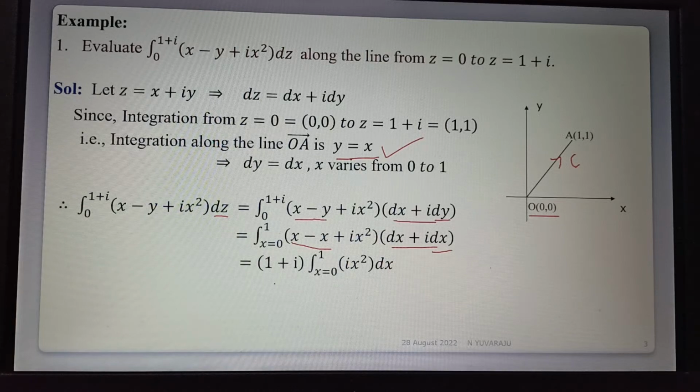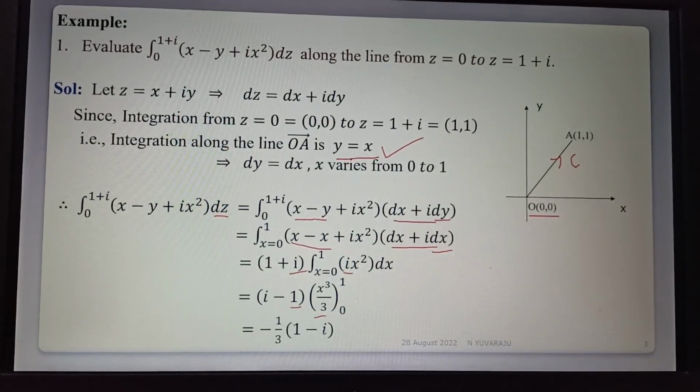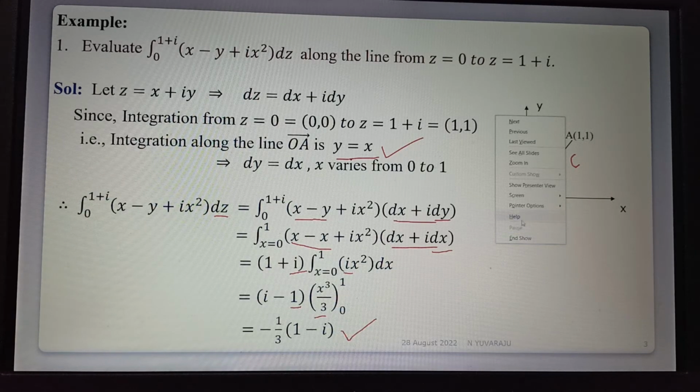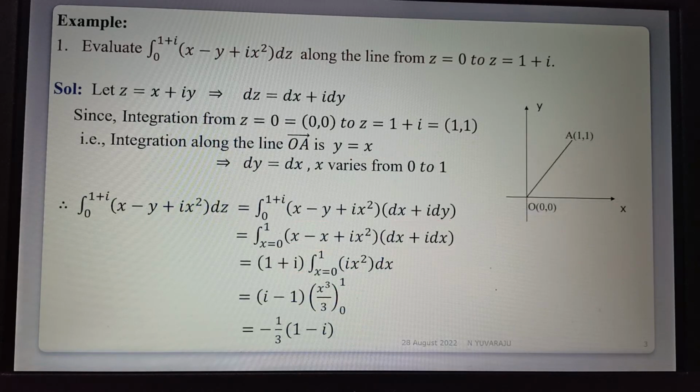So 1 plus i is the same constant. Here i is common: i into 1 plus i into i squared, that is minus 1. So the integration of x squared is x cubed by 3, lower limit 0, upper limit 1, substituting. After simplification, upper limit minus lower limit, we get minus 1 by 3 into 1 minus i. This is the complex integration of the given complex variable function along the line. Okay, did you all understand this? See this one example. We will see the next example.